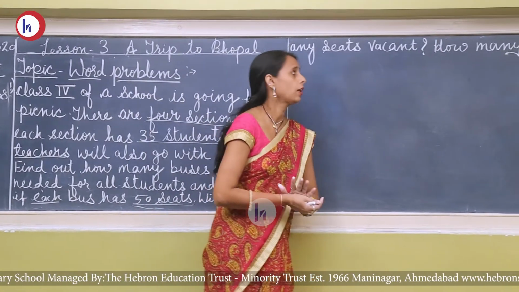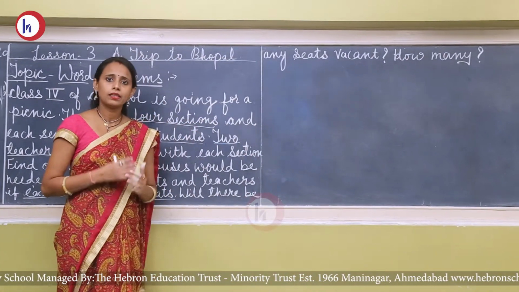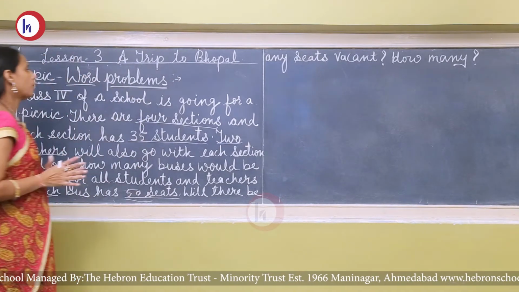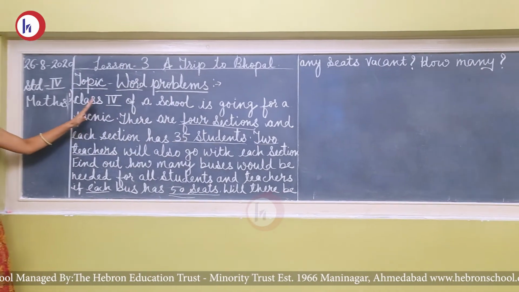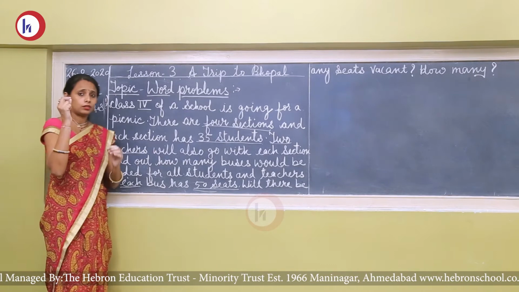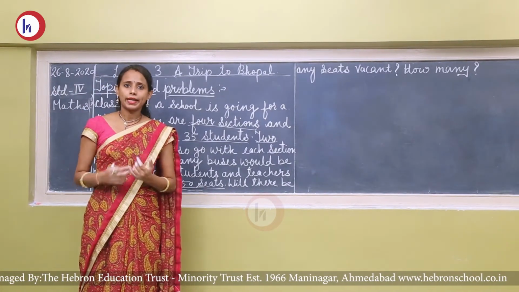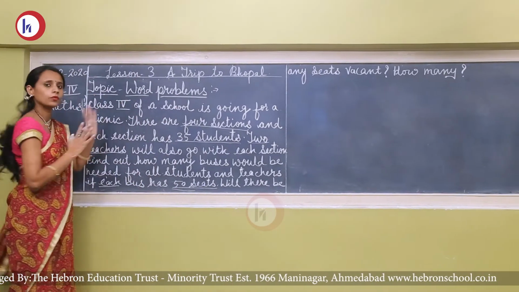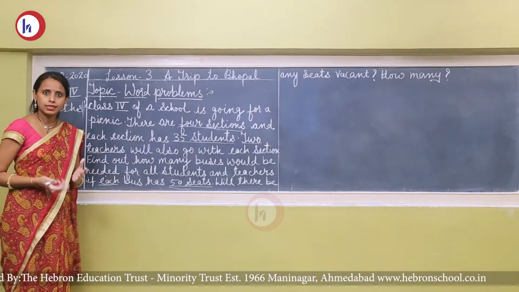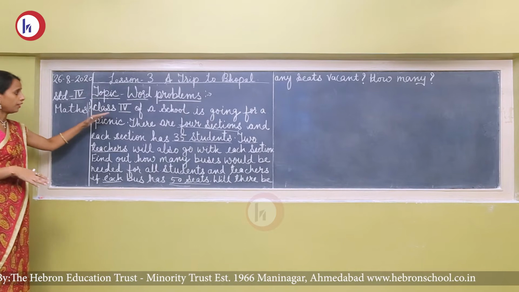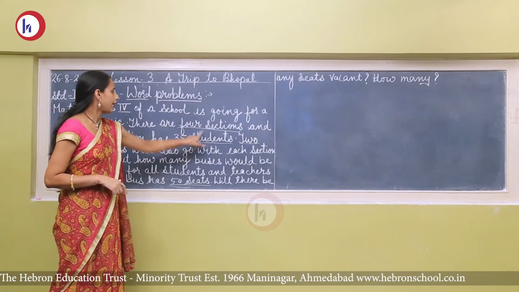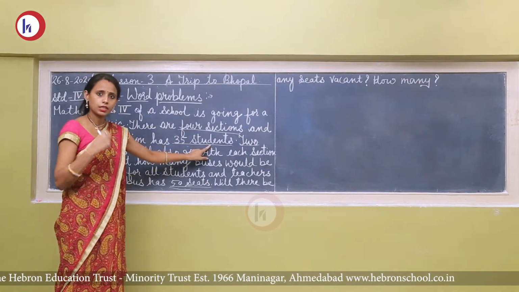So how many seats, if any, will be vacant? First of all, look at the question. The first rule to solve a word problem is to read it once, twice, thrice to understand which is given and which is asked. When we read it, underline the information which is given.